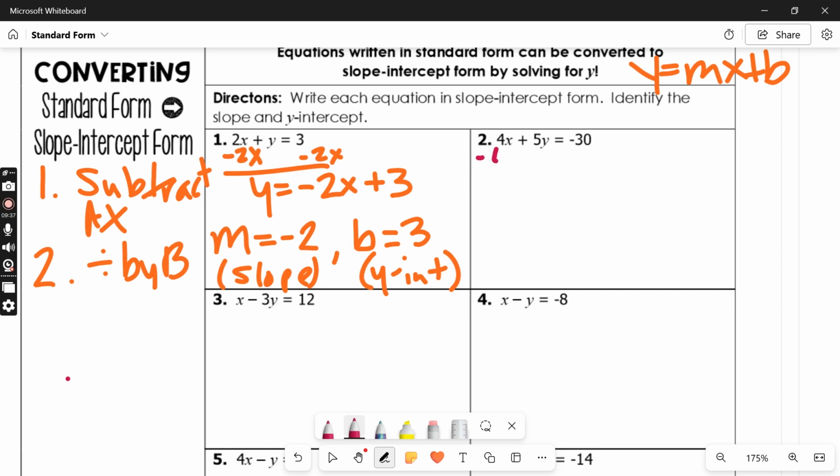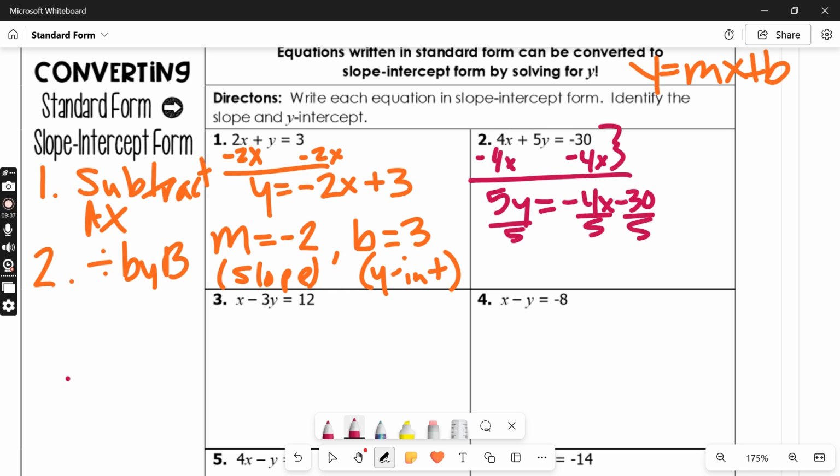Okay, number 2, I'm going to subtract 4x from both sides first. So that leaves me with 5y is equal to negative 4x minus 30. Notice I'm not actually subtracting these two, in the sense I'm not doing negative 30 minus 4 because they're not like terms. And then my second step is going to be to divide everything by 5. So this will be y equals negative 4/5 x minus 6. My slope is negative 4/5, and my y-intercept is negative 6.